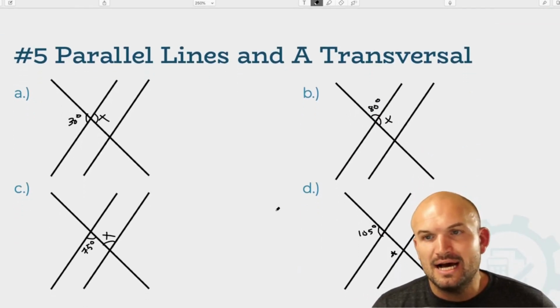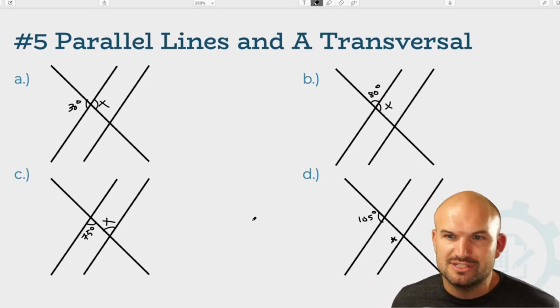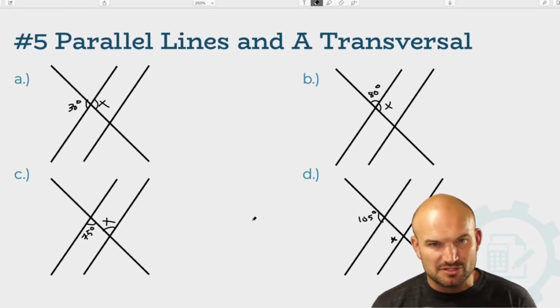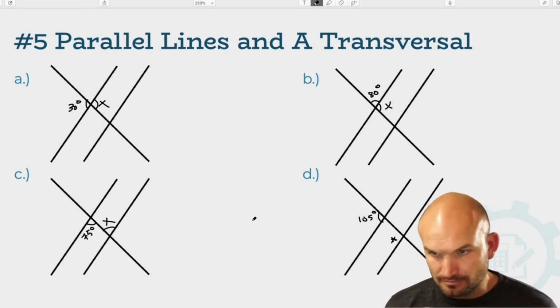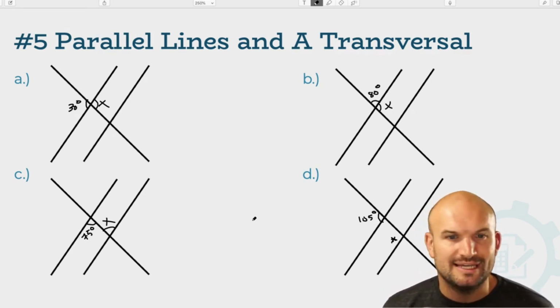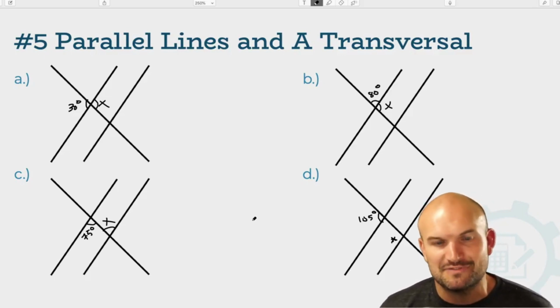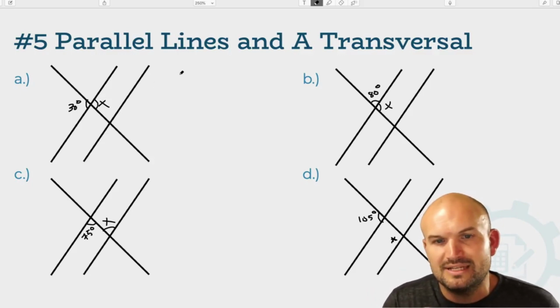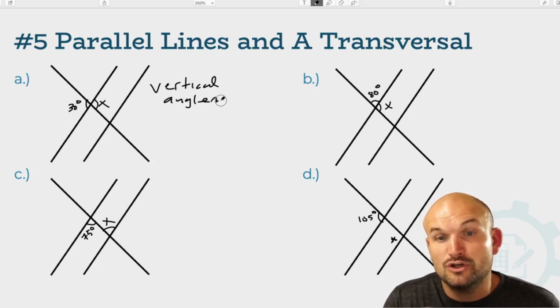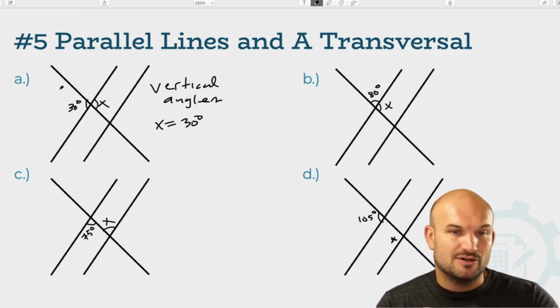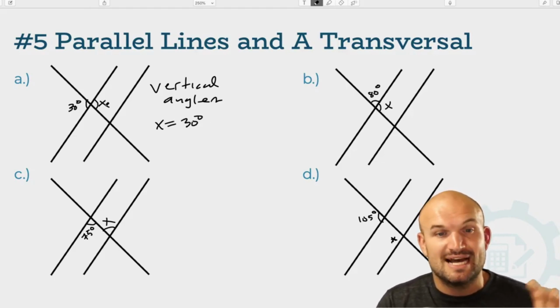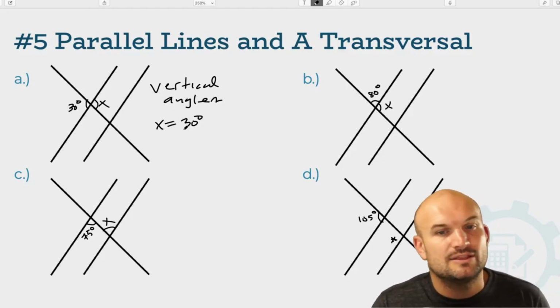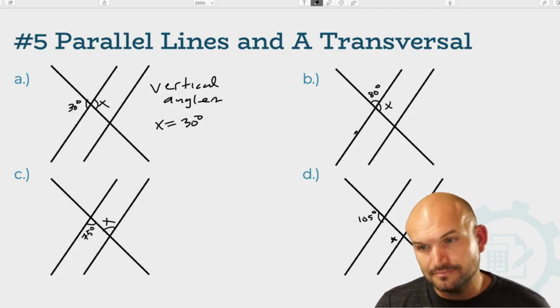All right, and then the last real training that I wanted to cover with you guys was just understanding parallel lines and the transversal. You don't always have to have parallel lines and a transversal, but there's a couple things you should remember. In this first example, we can see that these are what we call vertical angles. And remember, vertical angles are congruent. So x is equal to 30 degrees. When you have two intersecting lines and you have angles on opposing sides of the intersection, those two angles are going to be congruent.